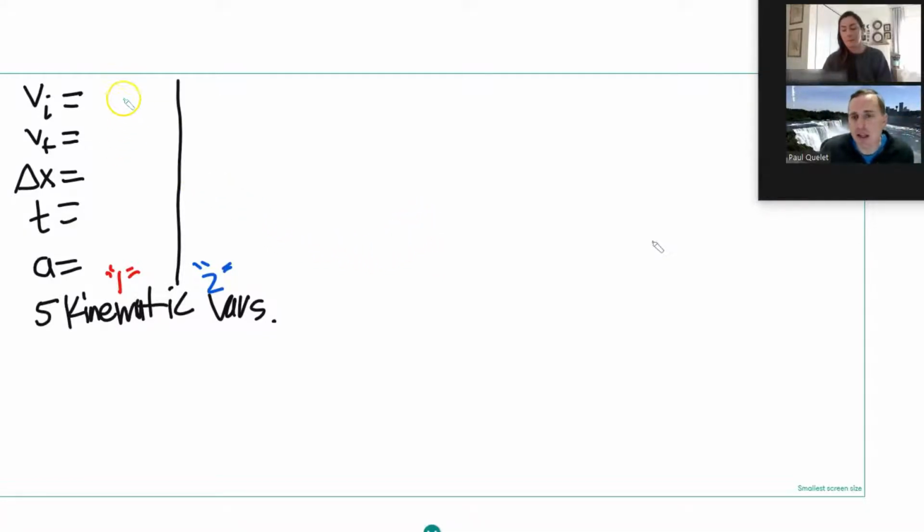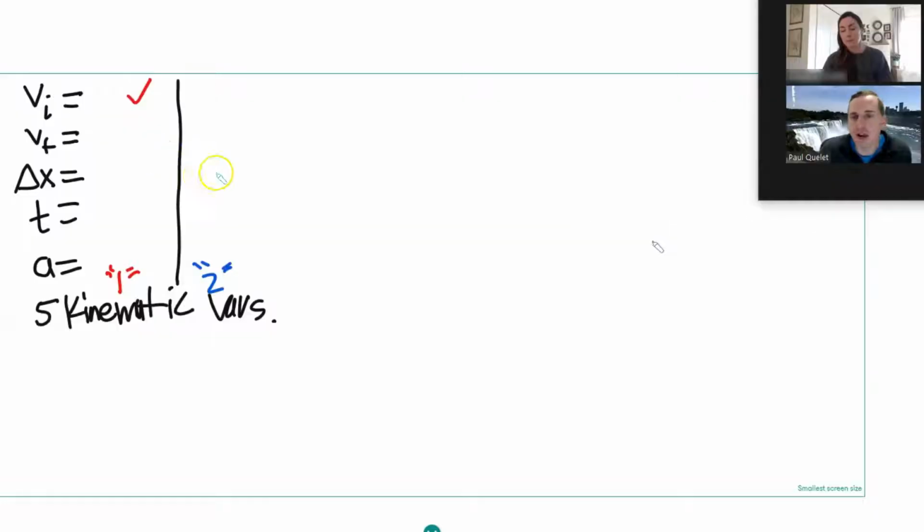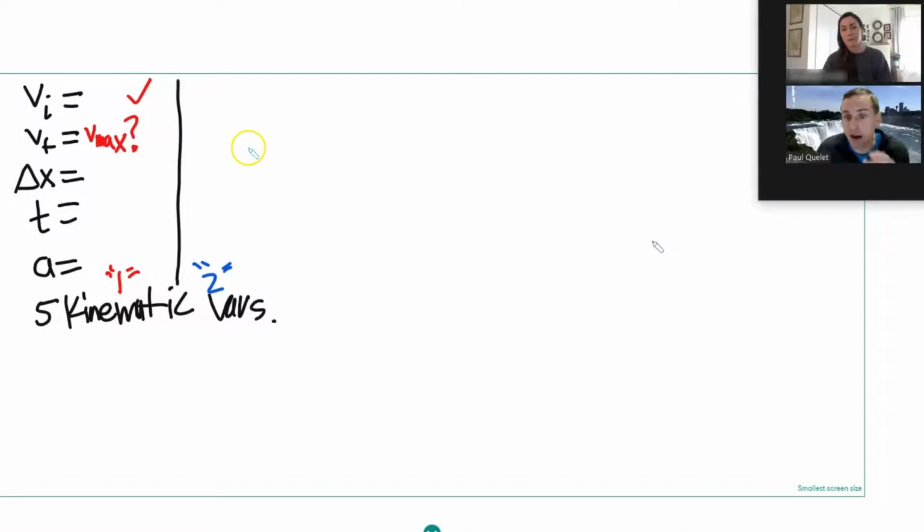Do we have the initial velocity of segment 1? Yes, so put a check mark. Do we have the final velocity of segment 1 yet? Not yet, but we probably want to calculate it. So let's put a question mark here because this is important that we calculate that, because this is going to be Vmax, right? We've already talked about that. Do you see why it's nice that we talked about it already? Because it's going to start to unfold itself.